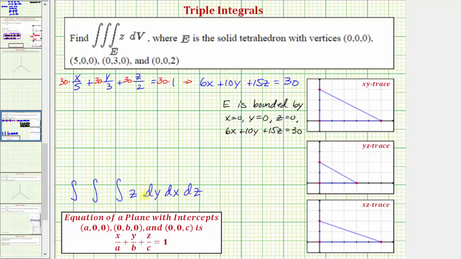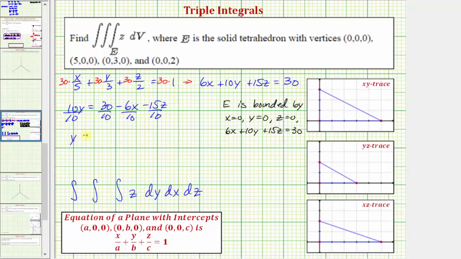So now we need to find the limits of integration with respect to y. We'll notice how y is going to be bounded by y equals 0 and this plane here, which means we'll have to solve this equation here for y so we can express y as a function of x and z. So if we want to solve this equation for y, we would subtract 6x on both sides, as well as subtract 15z on both sides. So that would give us 10y equals 30 minus 6x minus 15z, and we divide by 10.